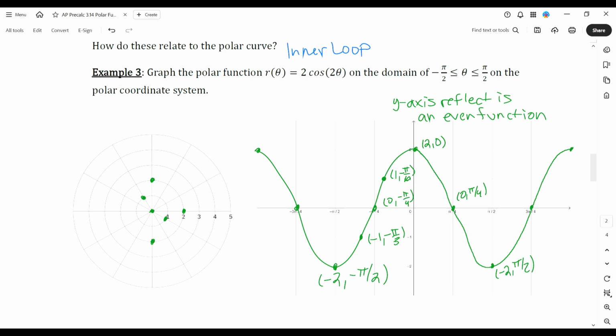Okay, so if we track these points as I connect them, negative 2 comma negative pi over 2 was right here. Then we went right there with that next point, then 0, negative pi over 4, and then 1, comma, negative pi over 6. Okay, and then the next point was 2, 0, which is right there. Okay, so now that I have those negative angles, I know what the positive angles are as well.